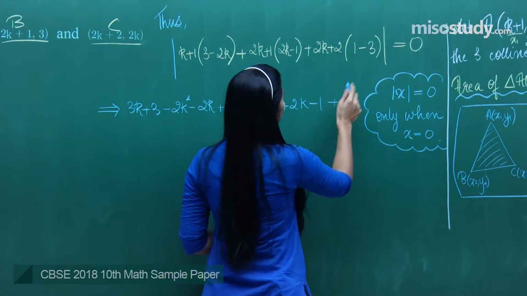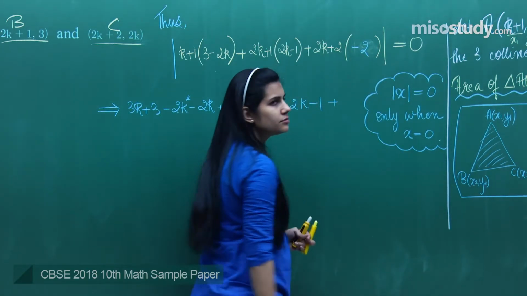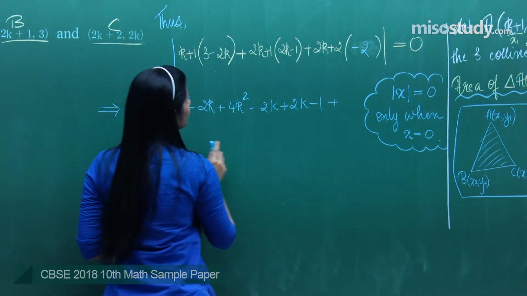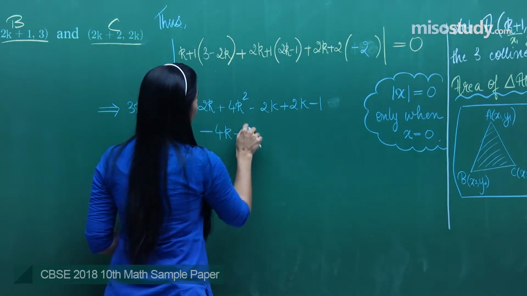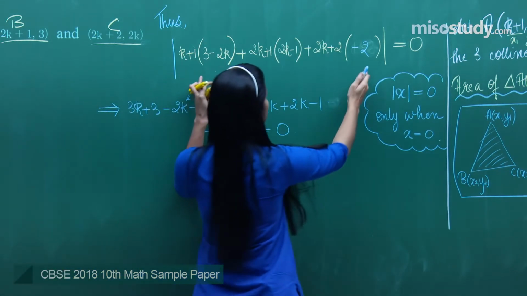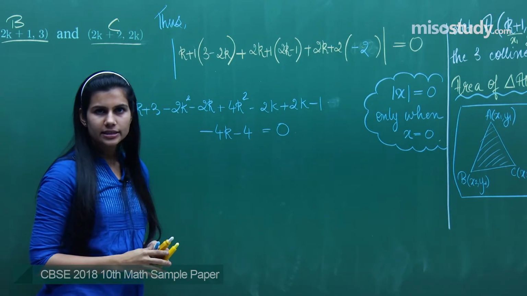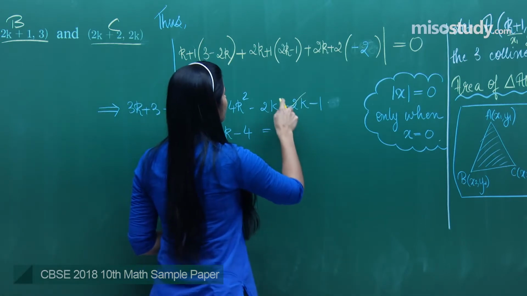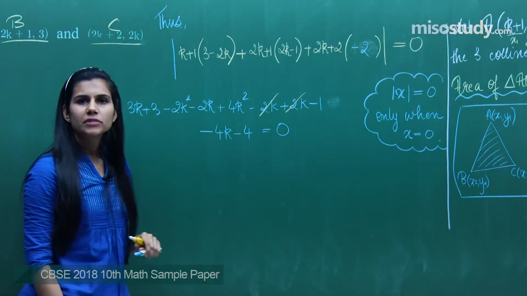Then this becomes 1 minus 3, which is minus 2, right? So you get 2k into minus 2, which gives you minus 4k minus 4. So if mod of this quantity is 0, that means this quantity is 0, which in simplified format is this. Now is anything getting cancelled over here? Well, of course, plus 2k minus 2k gets cancelled. Anything else? No, nothing else.